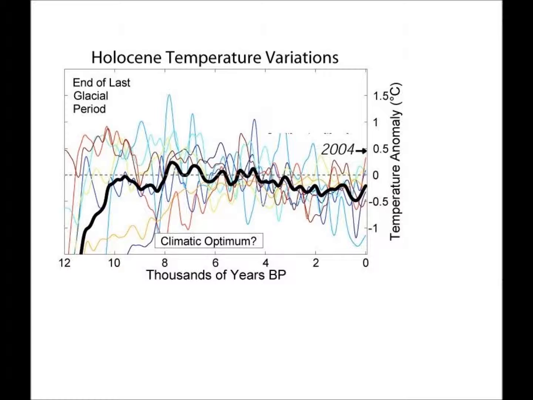Conservatives will often use a graph similar to this one. They like to use it because it has a time scale that goes all the way back to the end of the last ice age. And they do this for two reasons.